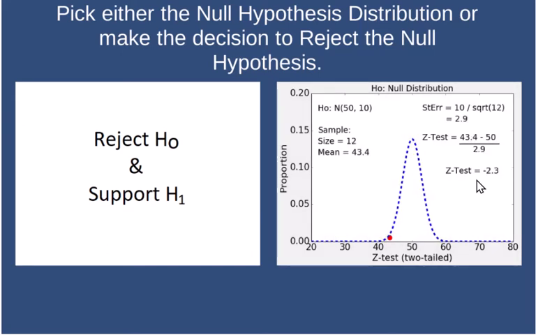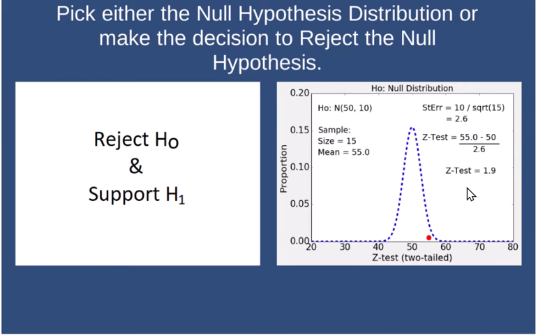Now we have a z-test of negative 2.3. That is definitely equal to or beyond our plus or minus 1.96. You can see that the sample mean is out here at the edge. It's definitely not in the middle where the null hypothesis distribution said it should be. So we're going to reject this null hypothesis distribution.